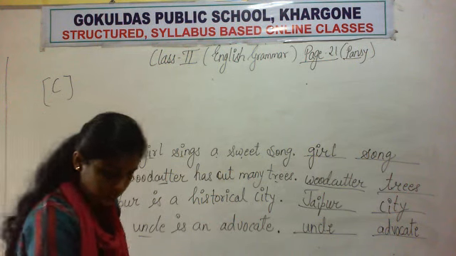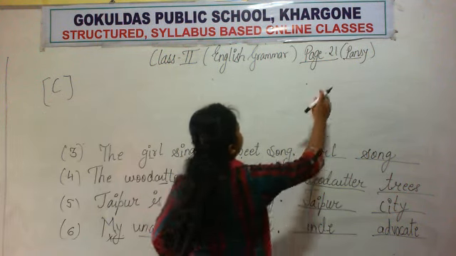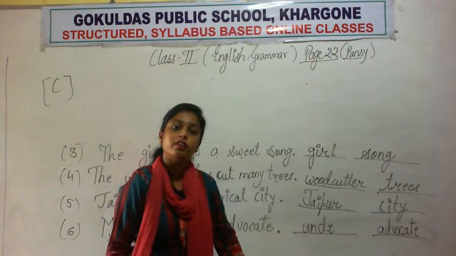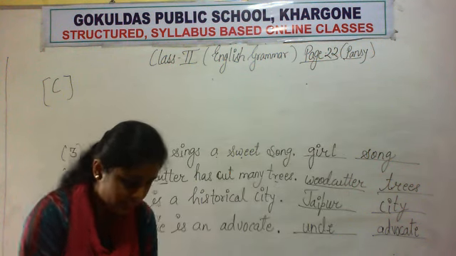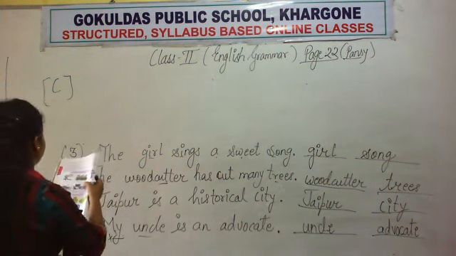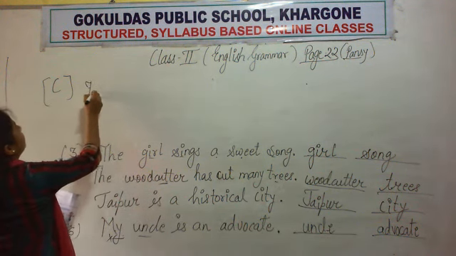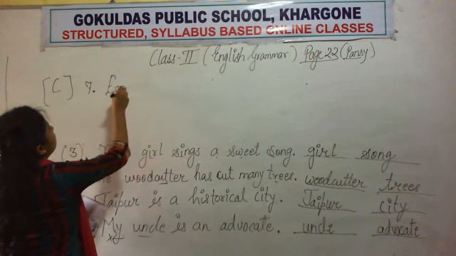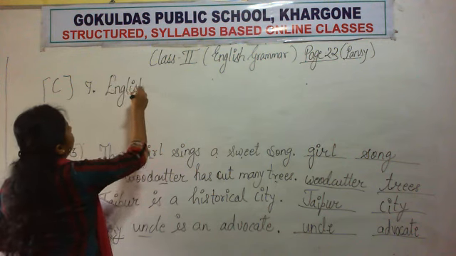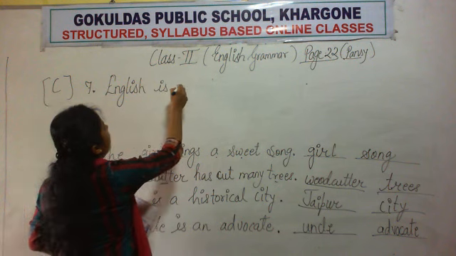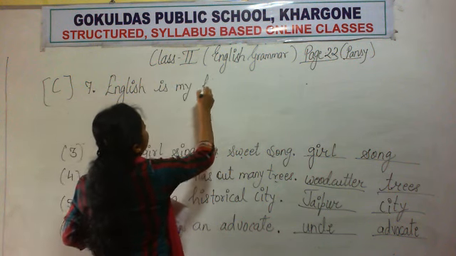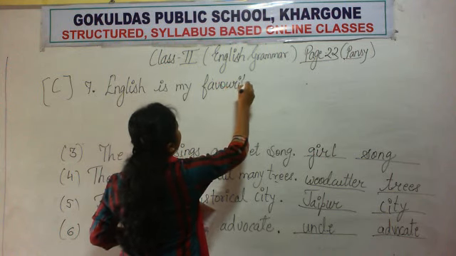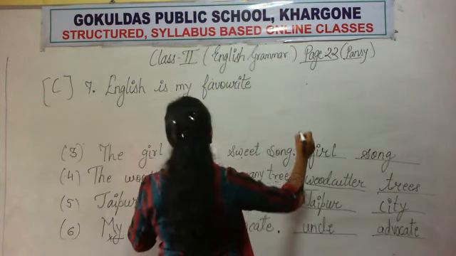Turn the page. Come on to page 22 of your pencil book. Okay. Page 22. Turn the page. Seventh question. Seventh question is: English is my favorite subject.